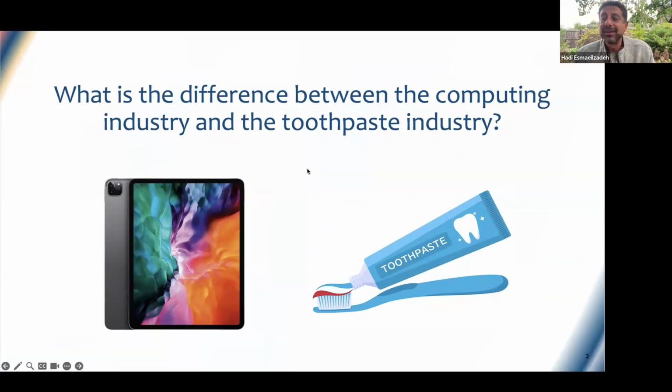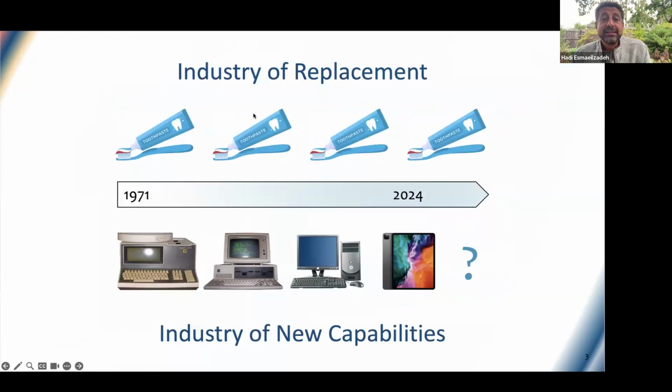I'm not sure if we can let people open their mics and answer, but I'll just move forward with this question. One of the major differences that we have with other commodity industries like toothpaste is that our economic model, the services and devices we offer, not just the hardware, is based on offering new capabilities. You don't buy new software because you ran out of that software. Moving to subscription models, usually that's not what you go after. What you buy software for is that it offers new capabilities.